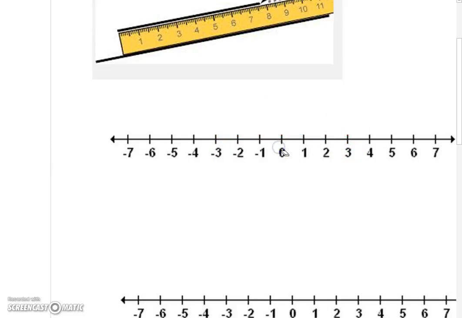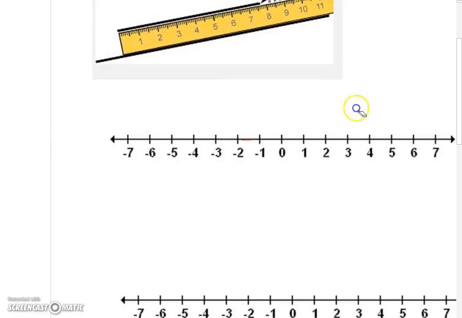In the same way, we would say that negative 5 and positive 5 are opposites. It says the distance from 0. Negative 5 is 1, 2, 3, 4, 5 spaces away from 0. And then positive 5 is 1, 2, 3, 4, 5 spaces away from 0. So we would say that 5 and negative 5 are opposites. That's a pretty basic definition for you.